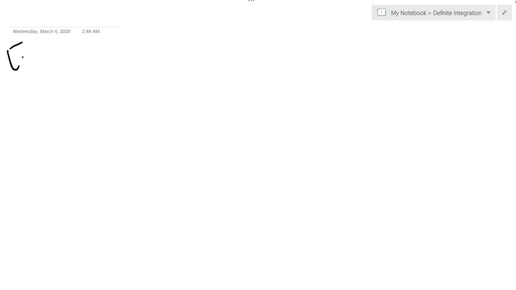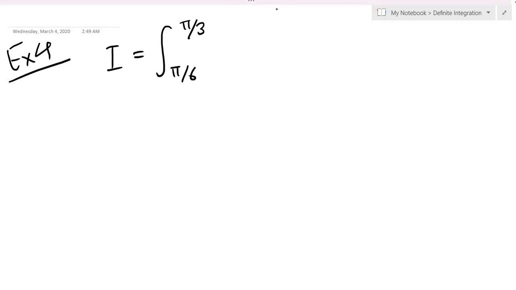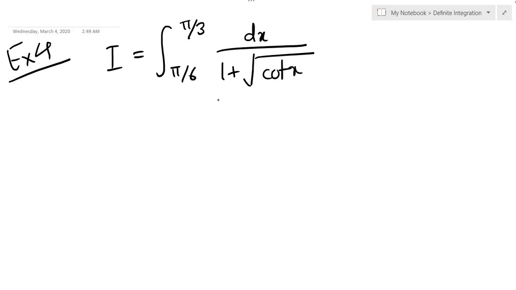Okay, sorry for keeping you guys waiting, and now we are going to actually use some properties that I showed to you in the initial bit. So I have the integral from pi by 6 to pi by 3 of dx all over 1 plus square root of cotangent of x.